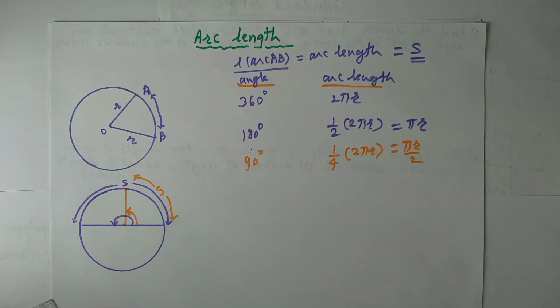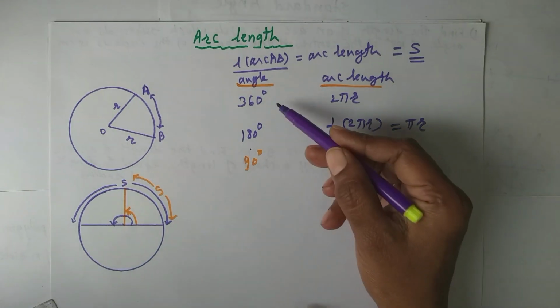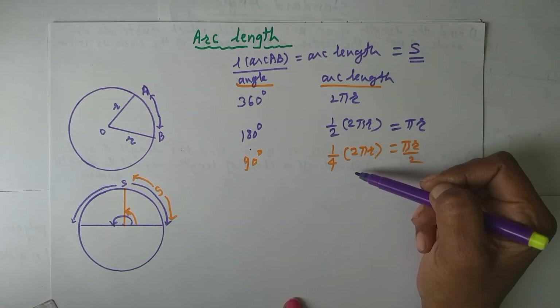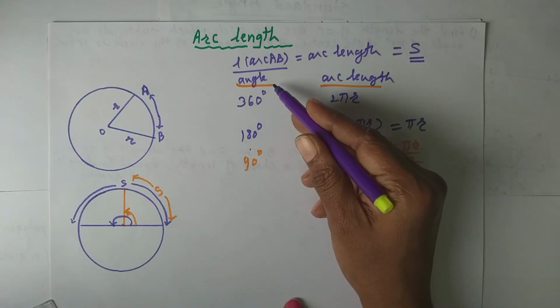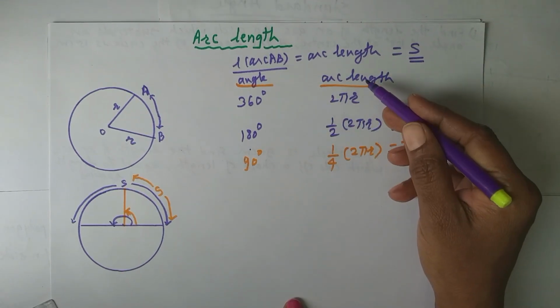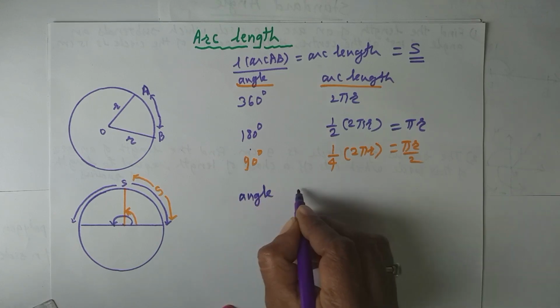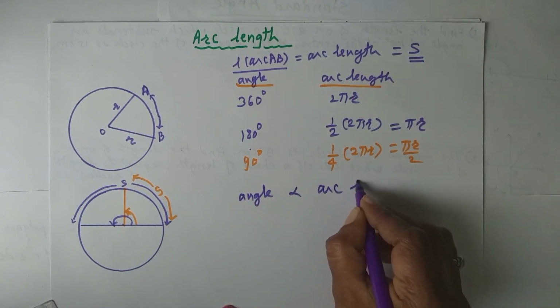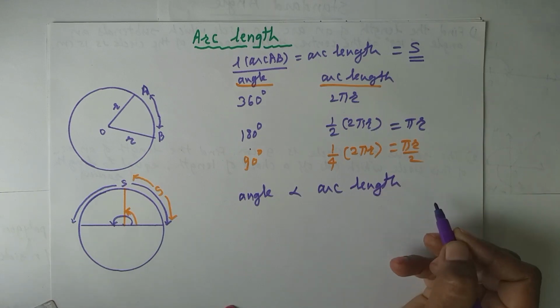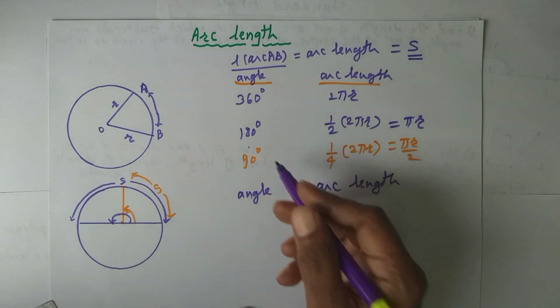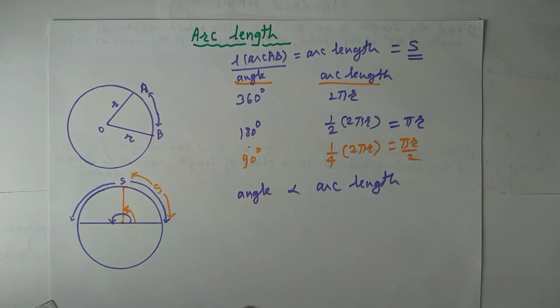Okay. Now see here what happens. If the angle goes on decreasing, the arc length also goes on decreasing. If the angle goes on increasing, the arc length also goes on increasing. Okay. Means here the angle is directly proportional to the arc length. Then I will take the ratio of these two things.